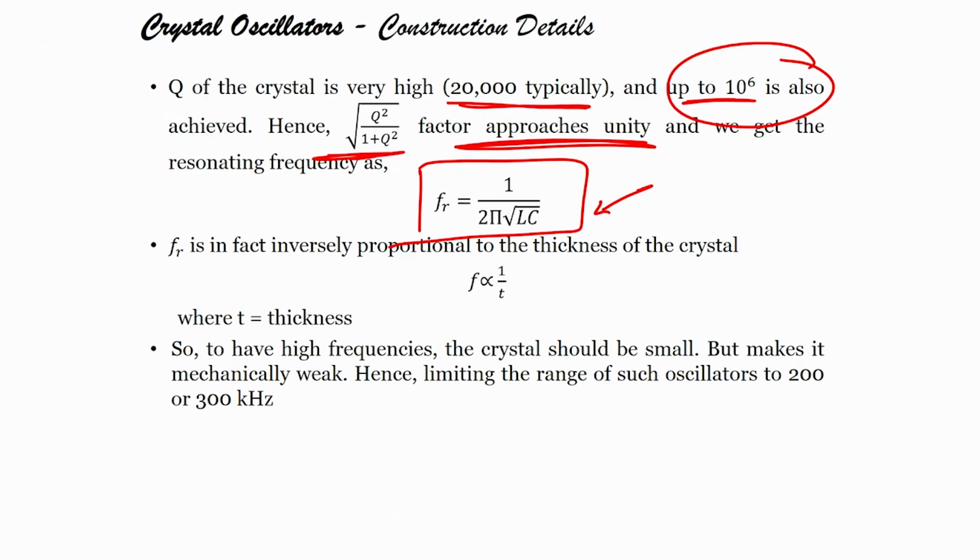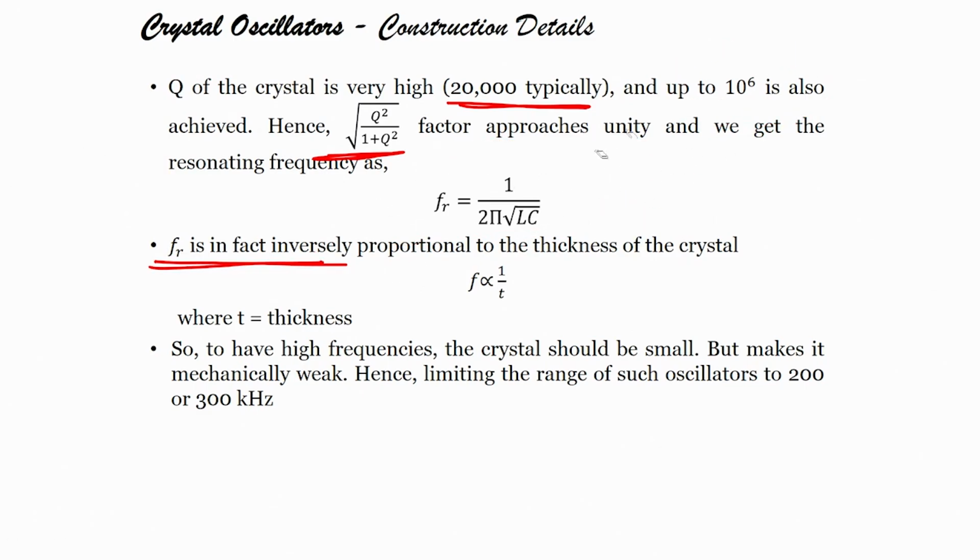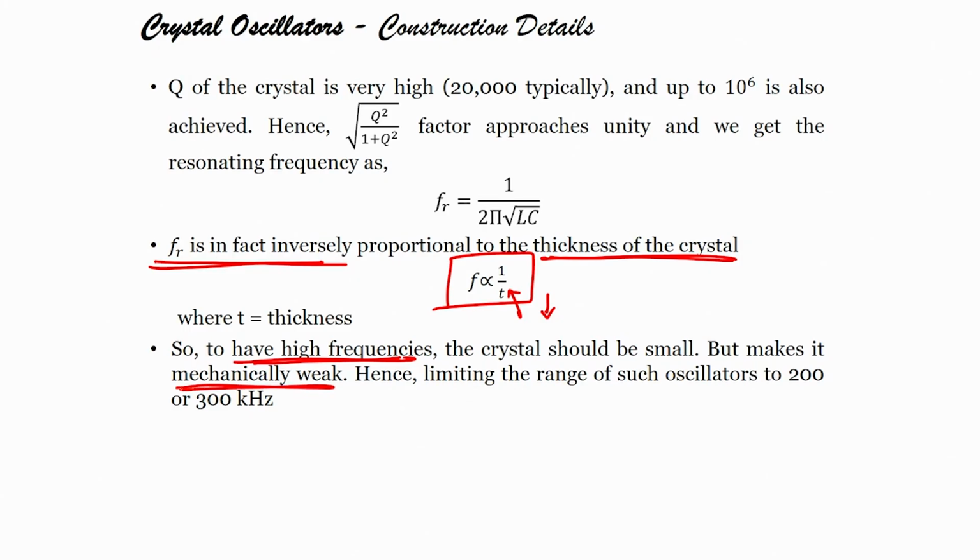Then another fact we have to understand is that the resonant frequency of a crystal is inversely proportional to the thickness of the crystal. That is why we write F is inversely proportional to the thickness T. So, for higher frequency, thickness should be small, correct, but that makes it mechanically weak, right.